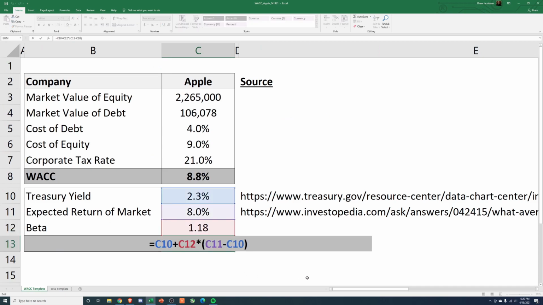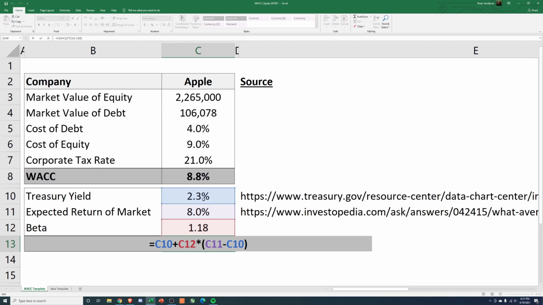So if you're not familiar with the CAPM model, it's going to be your risk-free rate plus beta times the return of the market less the treasury yield. So what this is saying is if the market's expected to return 8%, but the risk-free is 2.3, the risk premium there is 5.7%. So if the market is expected to return 5.7% above and beyond treasury yield, then we can take our beta. If the market returns 5.7, then we expect Apple to return 1.18 times that, because we accelerate or decelerate more than the market as a whole.